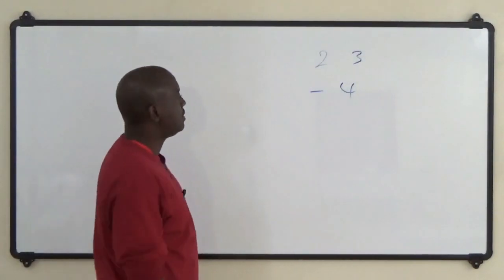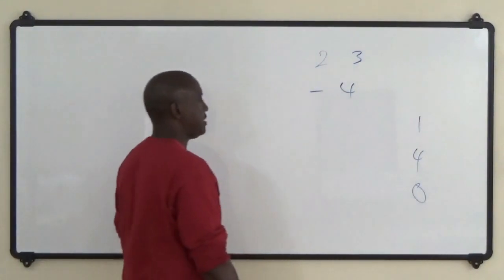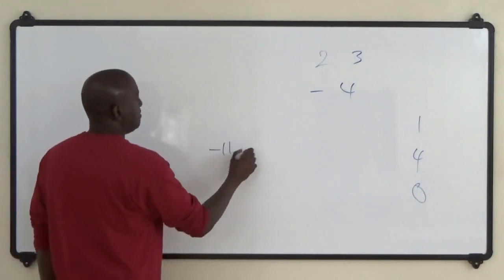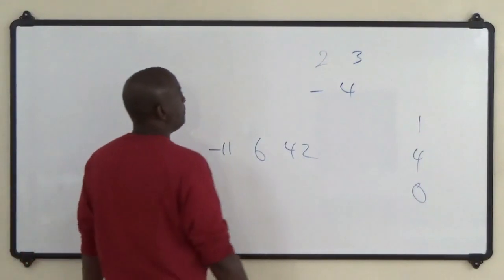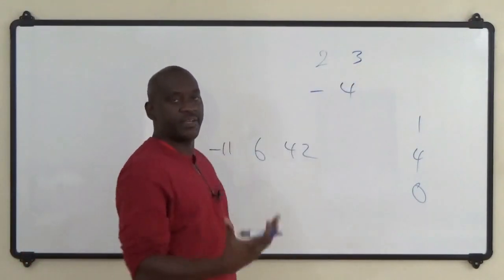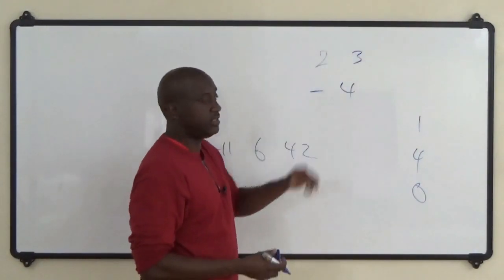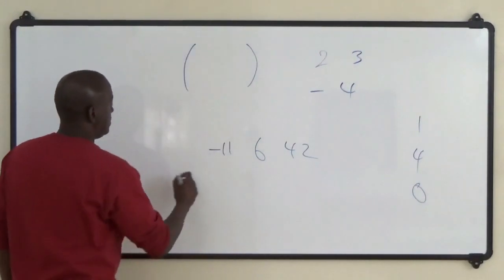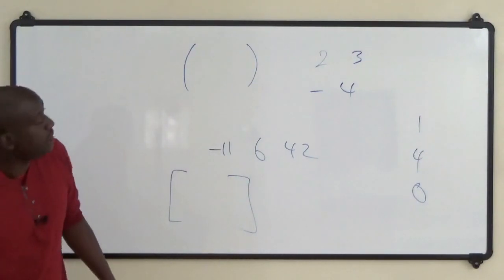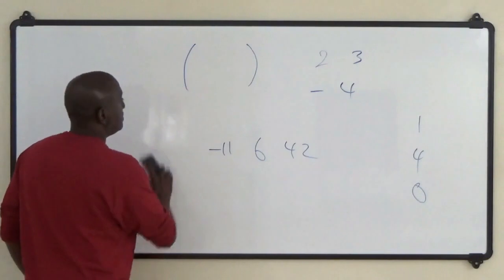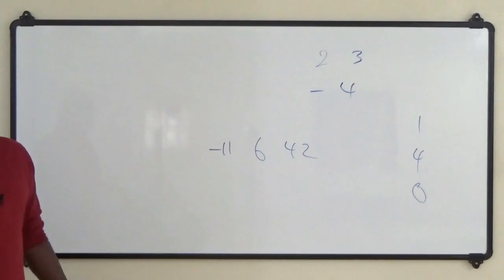That is a matrix. You might have 1, 4, 0. That too is a matrix. You might have minus 11, 6, 42. That too is a matrix. So usually the convention when we do matrices in maths is to put brackets around the matrix. Sometimes you'll see the brackets looking like this. Sometimes you'll see the brackets looking like that. That is a minor detail, not important. The most important thing is that the numbers themselves are encapsulated in proper brackets.